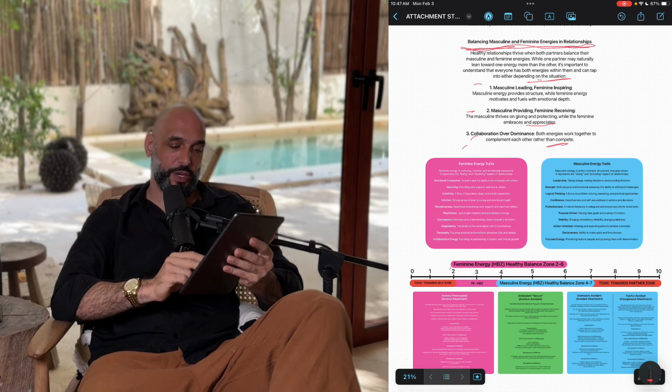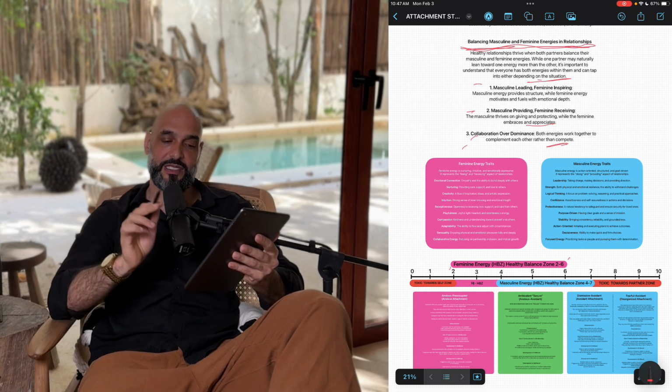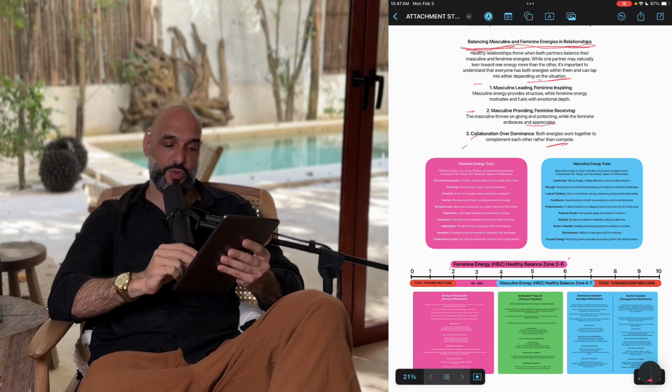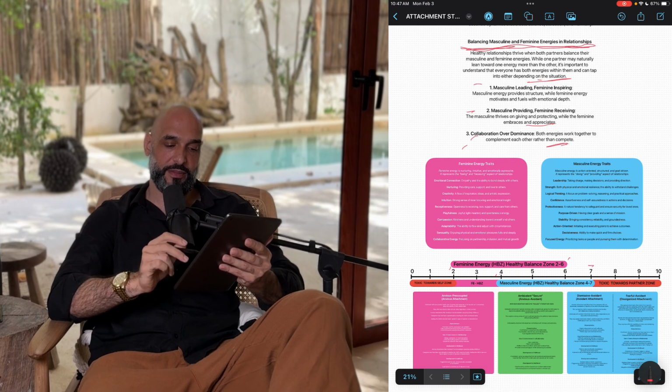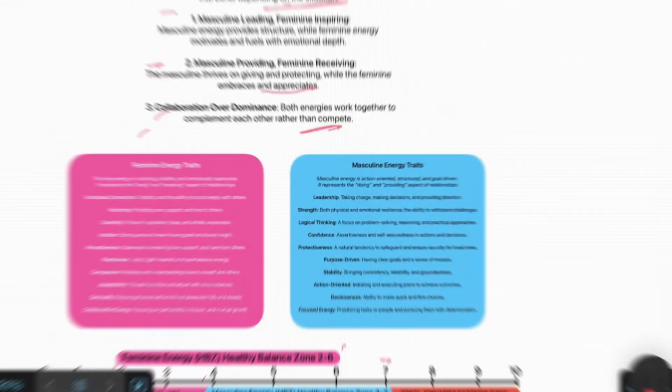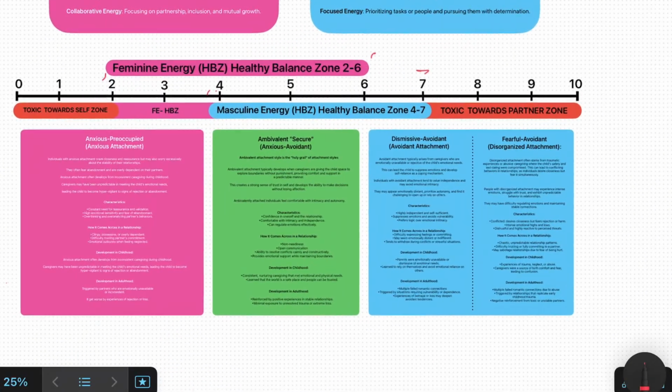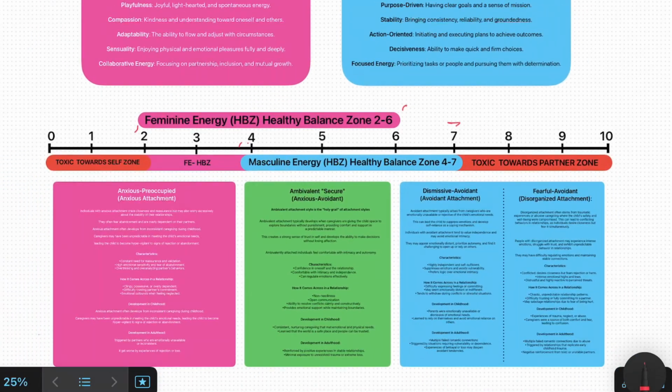So, a man by nature needs to be more avoidant, and a female needs to be more anxious. The female needs to be more anxious between 2 to 6. This is the spectrum. And the man needs to be between 4 to 7. As you can see here, I'm just going to do this so you can see it better. The female needs to be here between 2 to 6, and the male needs to be between 4 to 7.